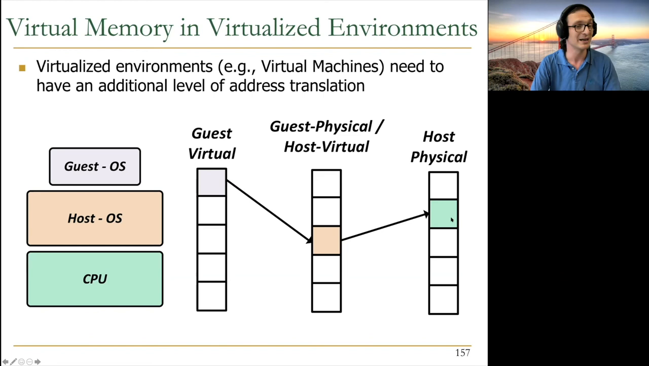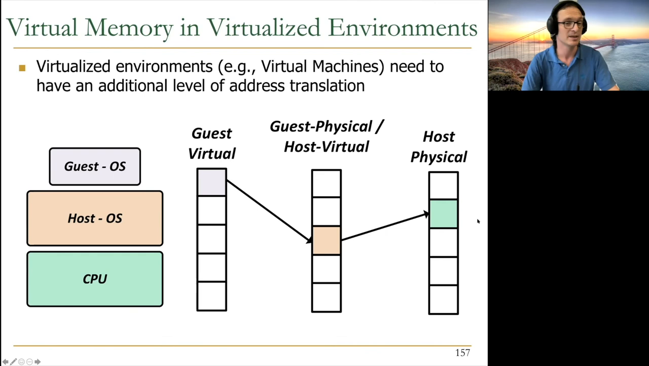And this leads to a lot more memory accesses, basically. I'm not going to go over it, but it's a lot of memory accesses. And existing hardware, x86 hardware for sure, provides support for directly translating from the guest virtual address to the host physical address while trying to avoid as much as possible this indirection level. So that's a direct support for virtualized systems.